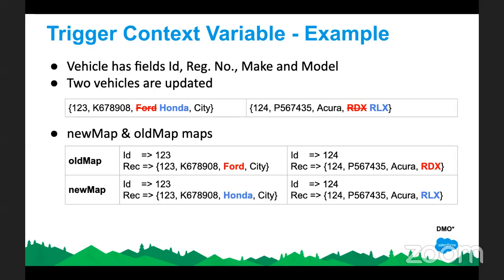I will try to show an example of this new and old maps and lists. Maybe the same example I have shown here. The one other thing you will see in the example is when we do a DML, this new and old map will have all the fields, not just the modified fields or the fields I have shown in the example. Every field in that object will be returned in the list and map.